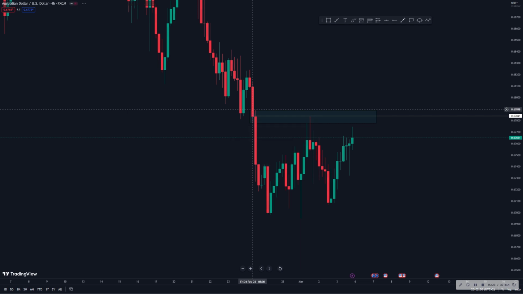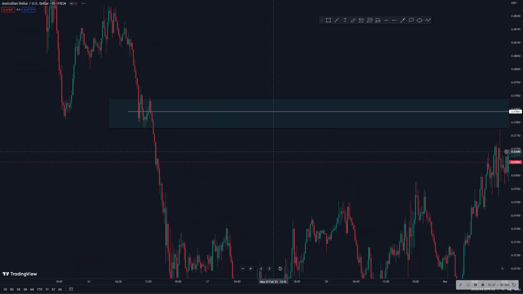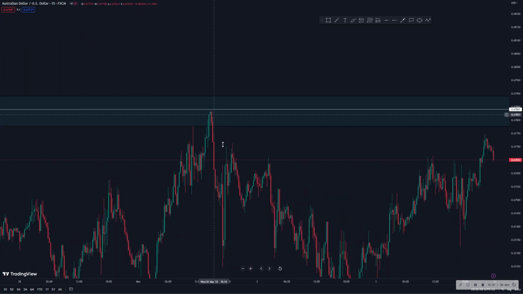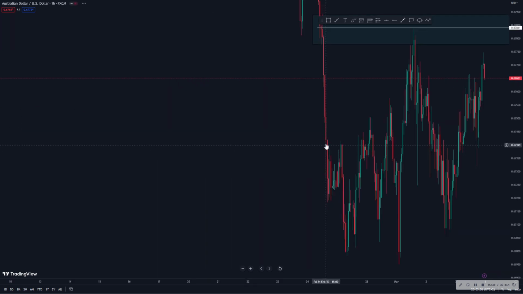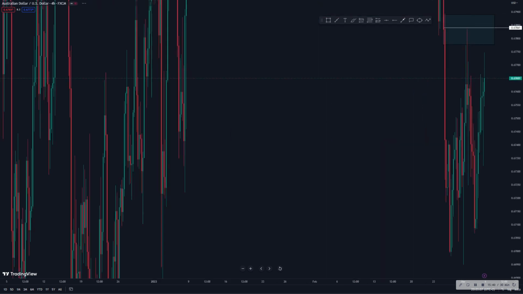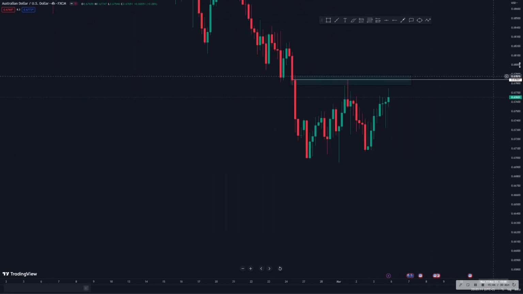Let's go to the 15 and see exactly, drop base drop. This is our supply. As you can see, price tapped into it and it had this bearish movement going down. So go up the time frame again, 4 hour. I just wanted to show you that hidden base structure I was talking about.